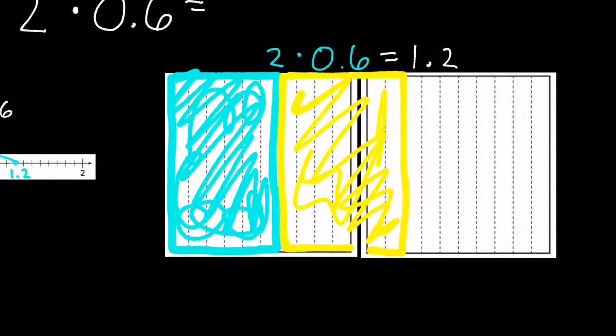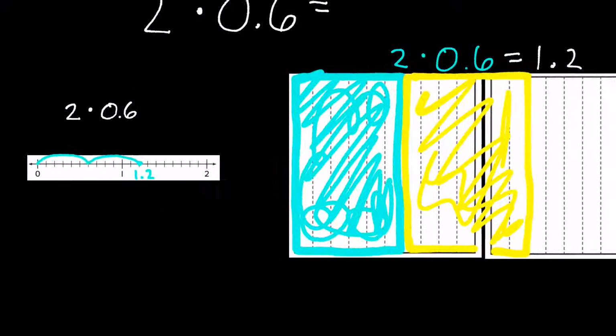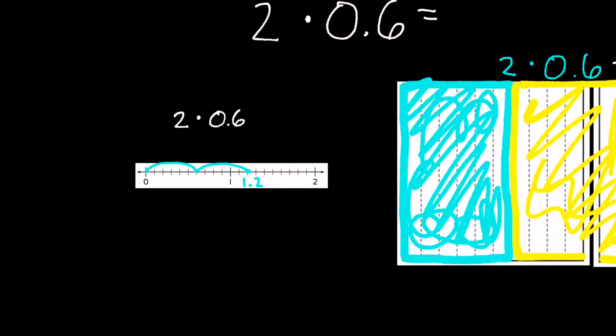So there we have it. Whether you're using the grids or you're using the number lines, you can model whole numbers times tenths without a lot of work. Just make sure that you know your whole number is the number of groups that you want, and your decimal is the size of the groups that you want.